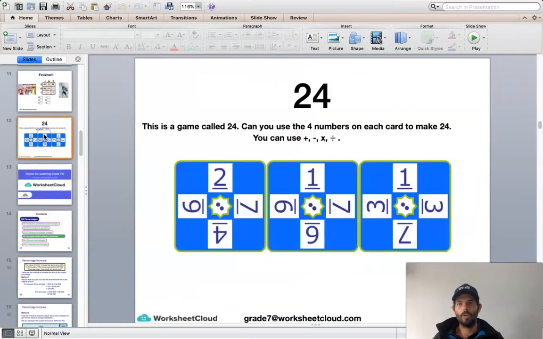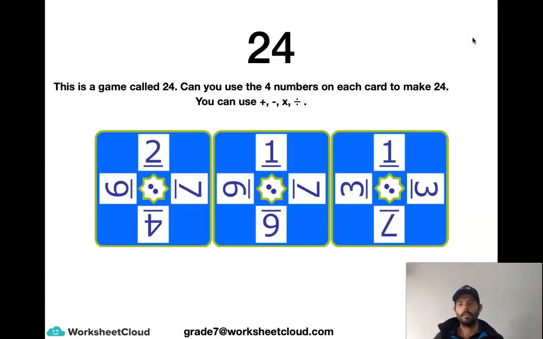Your last challenge for today is 24. Remember that you have to use each slide and make the answer 24. So for example, on the first slide, it's 2, 6, 7, and 4. How can you use those 4 numbers using any of the operational signs that you want to make an answer of 24? Remember to challenge someone at home to see if they can come up with an answer of 24. And the second part of the challenge is to see how many different ways you can come up with the answer of 24.